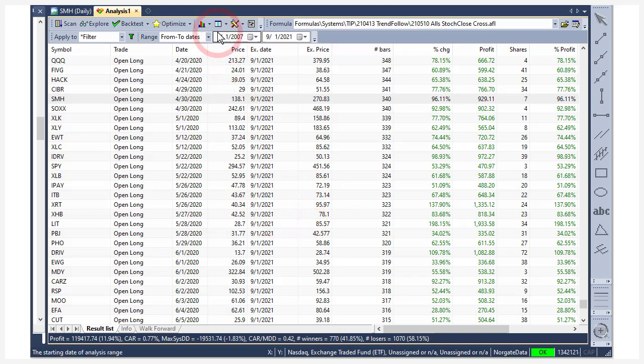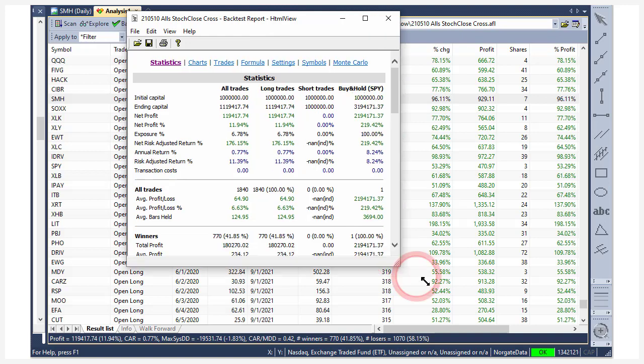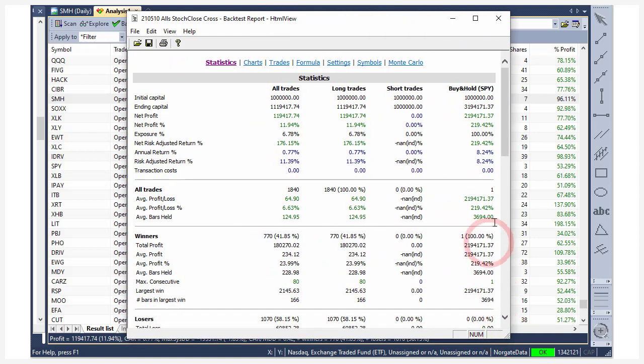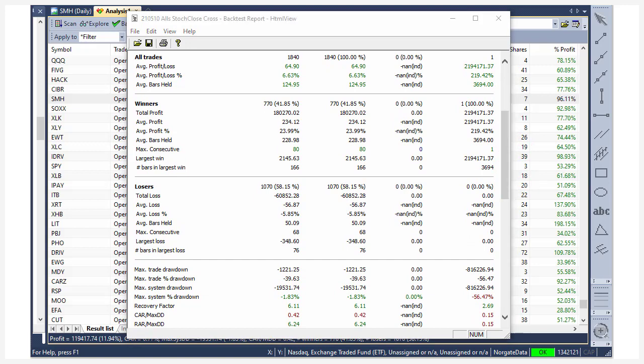But anyhow, I ran the test, and we can open up the results window to see, and I'll highlight a couple of key metrics here that I'm looking at. So first of all, we can see that we had 42% winners, 41.85%, 58% losers, and that's pretty normal for a trend following strategy. And the average profit was 24%, and the average loss was 6%. So you can see that your profits are a lot bigger than your losses.